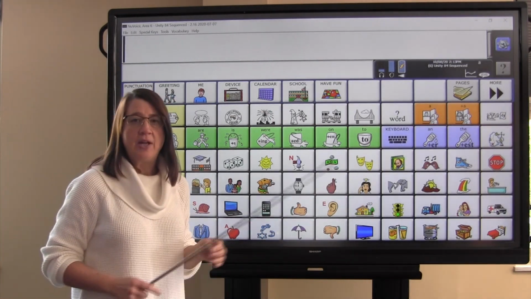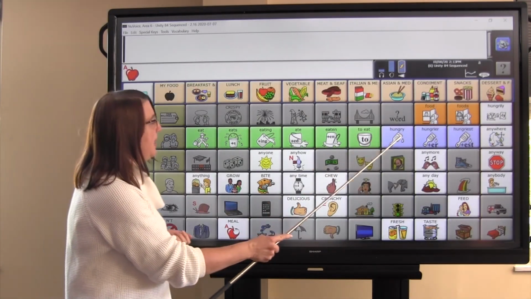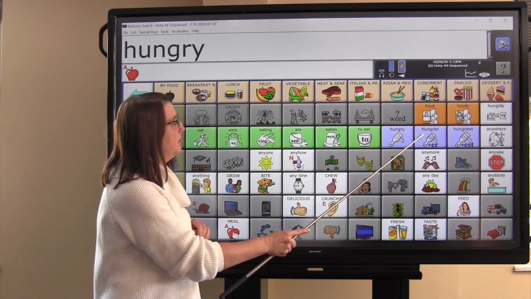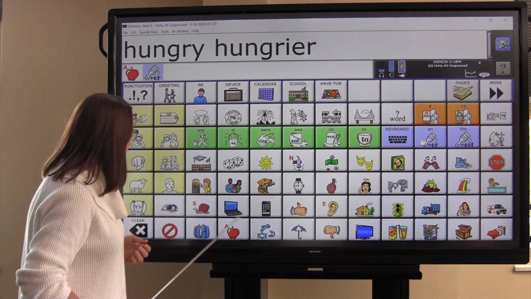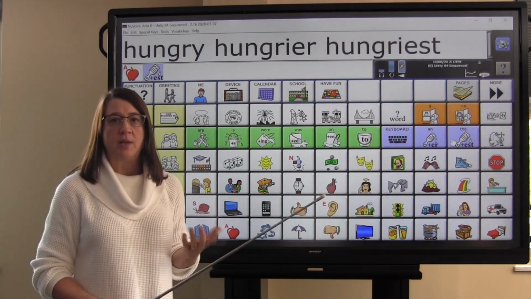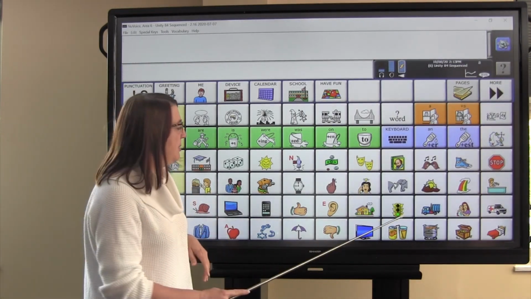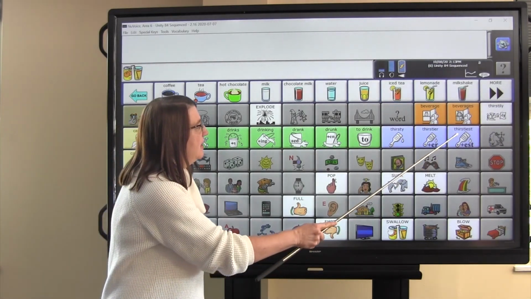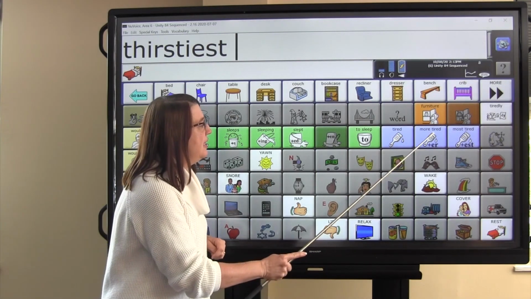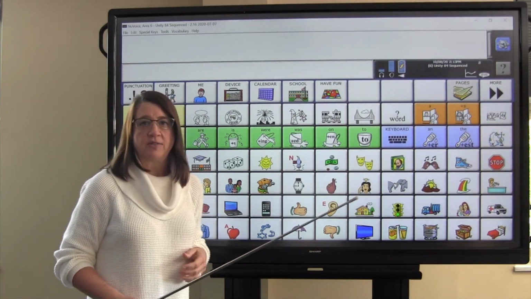Just like we took a look at how to conjugate a verb, we can also conjugate an adjective. And so apple plus the base adjective key gives us hungry. Apple plus ER, hungrier. Apple plus EST, hungriest. And we can apply that to all of the other adjectives as well. So you already know how to say thirstiest. It's going to be the juice plus the EST. Or more tired, which is going to be the bed plus ER.